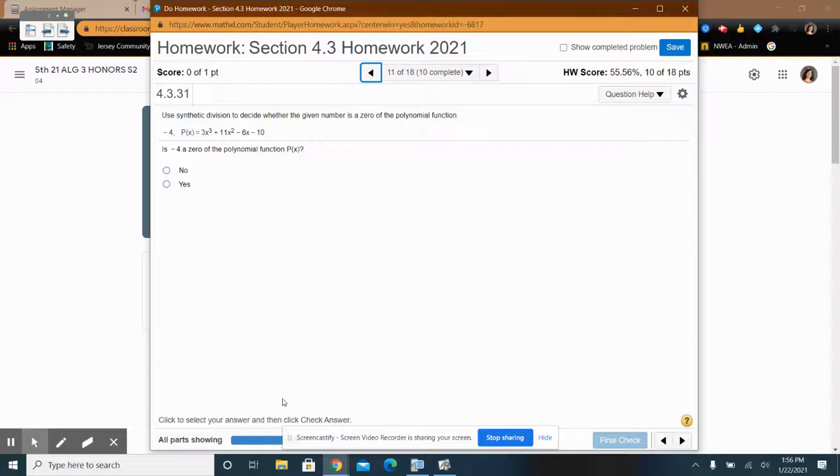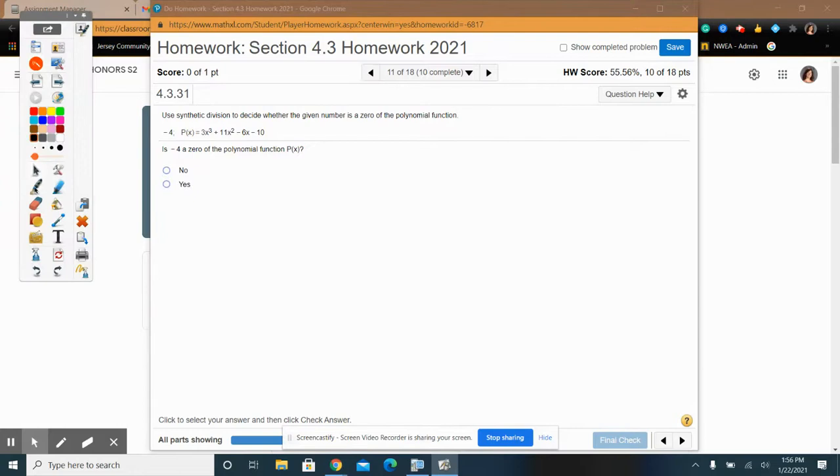Okay, more homework help. Let's look at number 11 here. They said to use synthetic division to determine if it's a zero. Remember, there are three ways to figure out if something is a zero. You can just plug it in if you want.